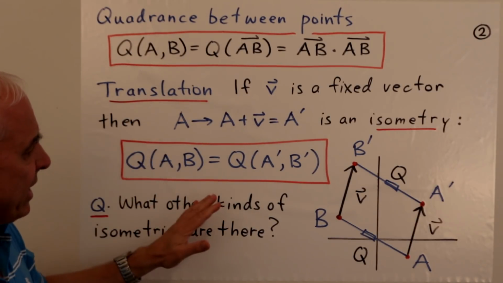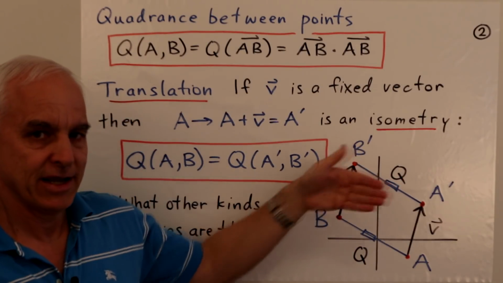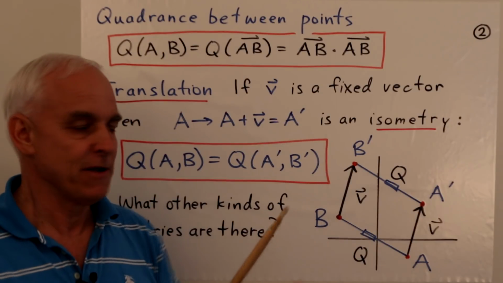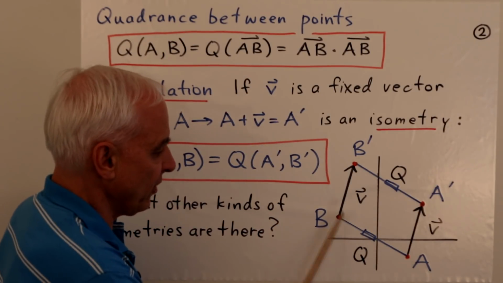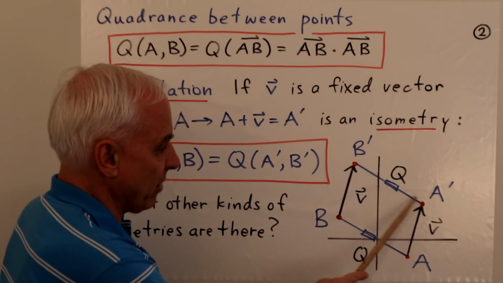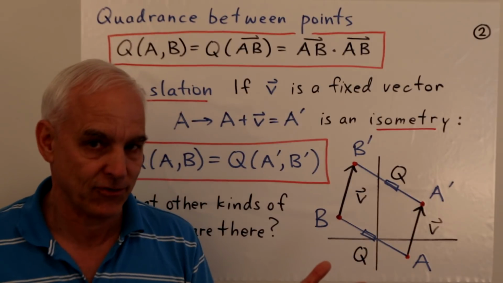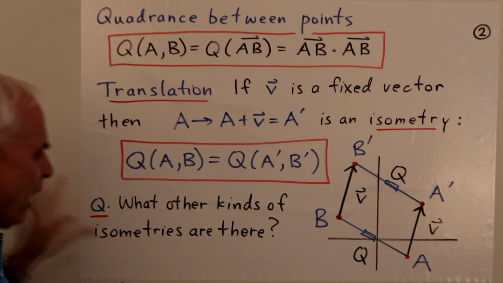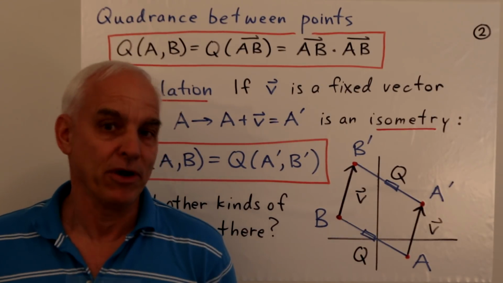So what we're saying here is the fact that translation is an obvious isometry. We always have translation, and that's simply because the dot product of this vector with itself is the same as the dot product of this vector with itself, because these vectors are in fact the same vectors. Translating a vector doesn't change it. But what other kinds of isometries are there? That's where the story gets more interesting.